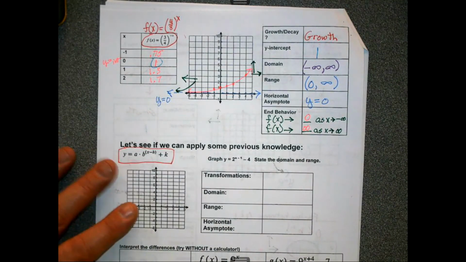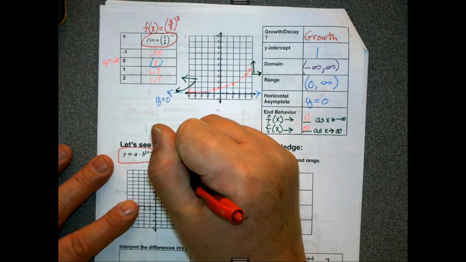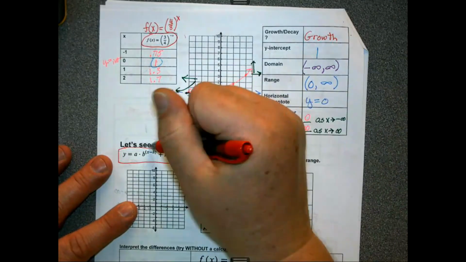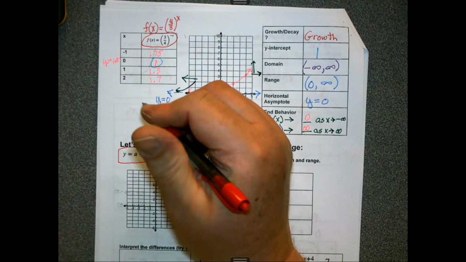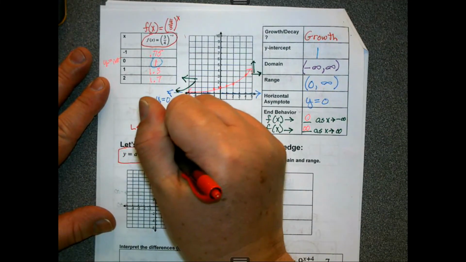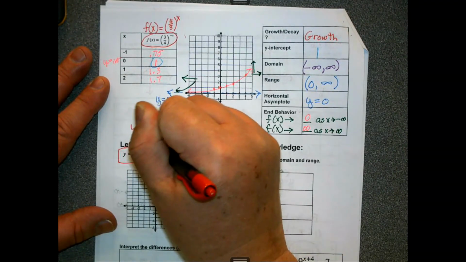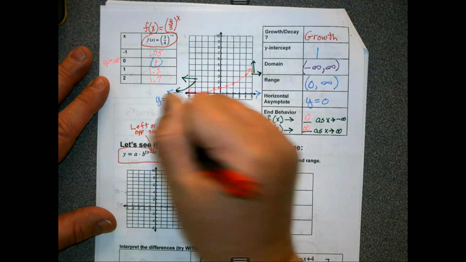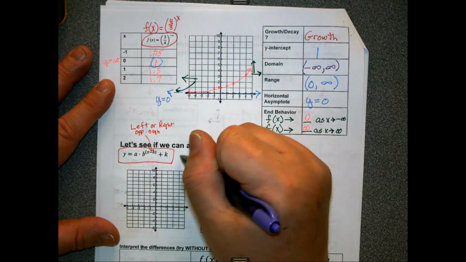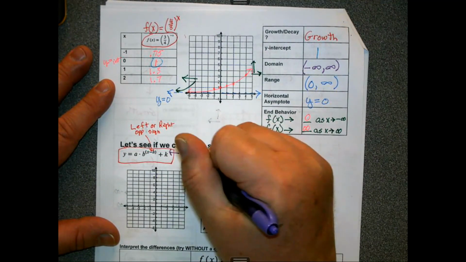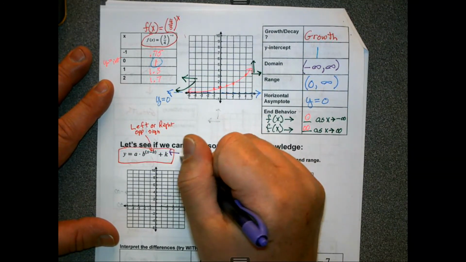Well, if I have my h inside the mathematical symbol, which way do I go? Left or right, and it's opposite the sign. My k, which is outside the mathematical symbol, which way does that go? Up or down, and same sign, right? Follow the sign.